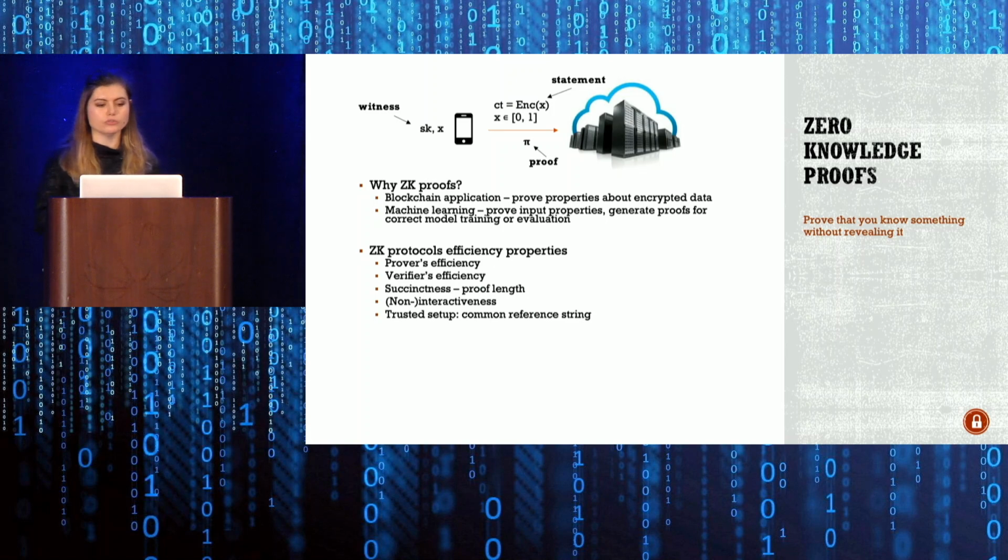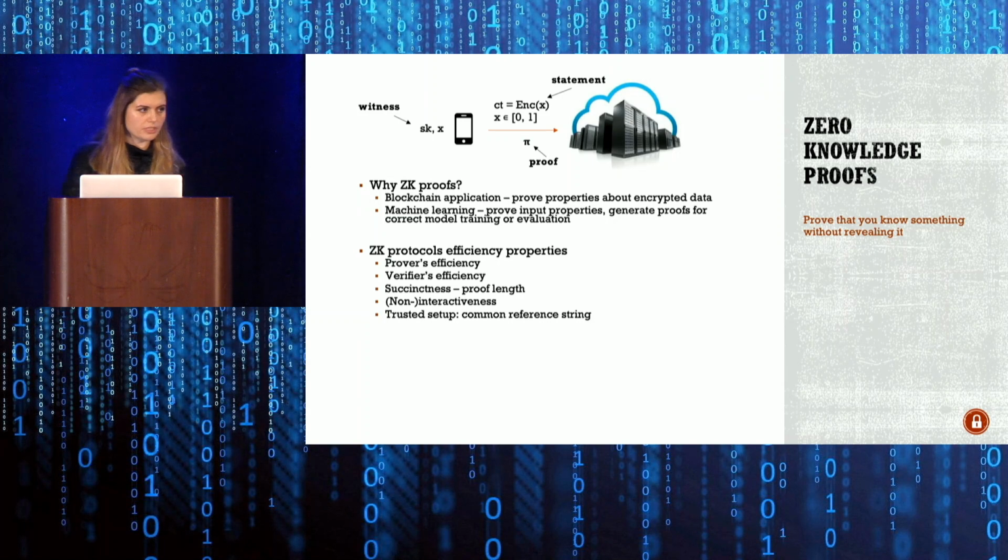And when we talk about zero-knowledge protocols, there are several efficiency properties that we should be thinking about. These include the prover's efficiency, the verifier's efficiency, the succinctness, which means how long the proofs are, whether our protocols need interaction between the prover and the verifier, and finally, whether we need trusted setup.